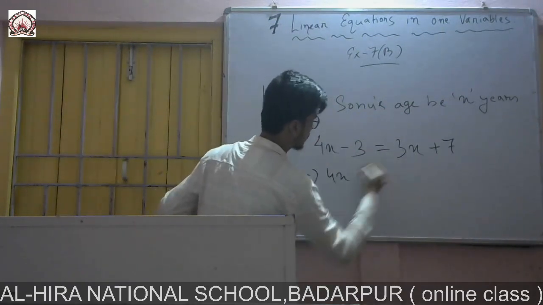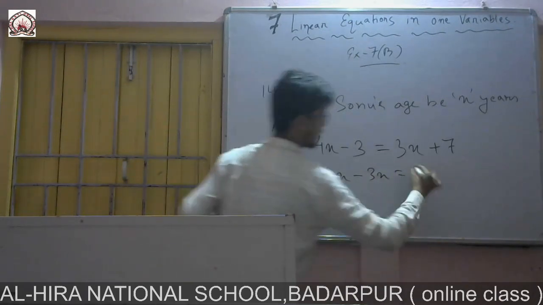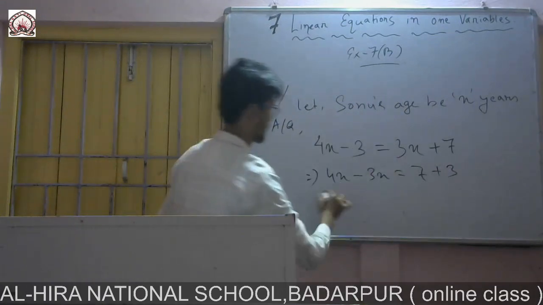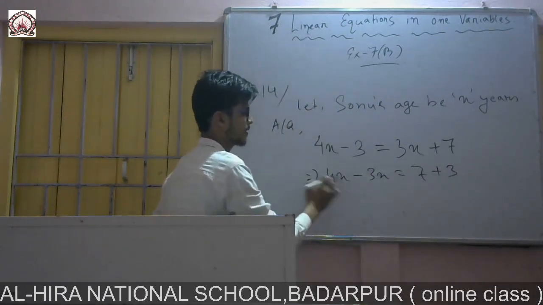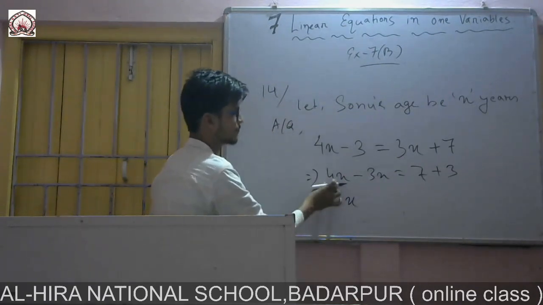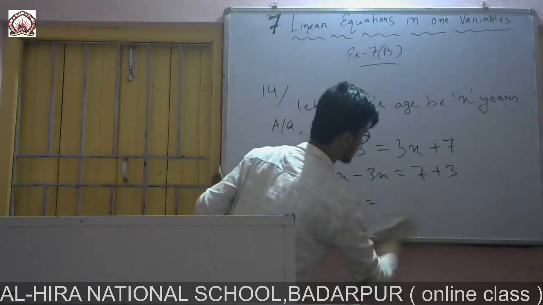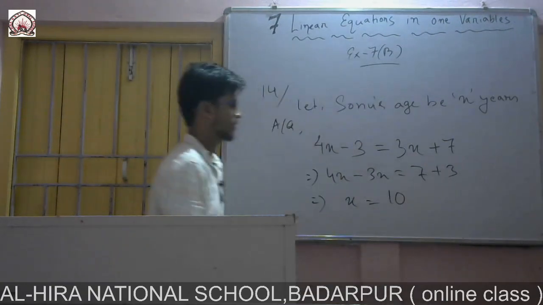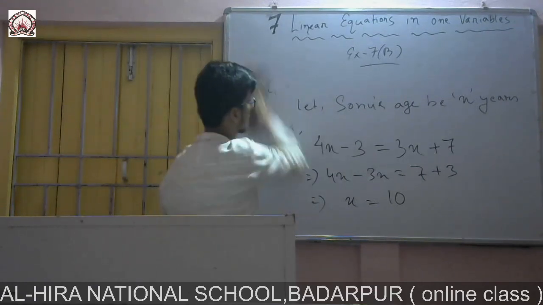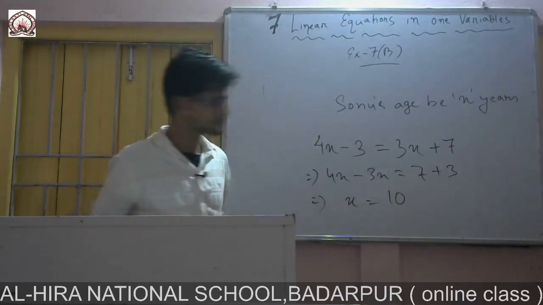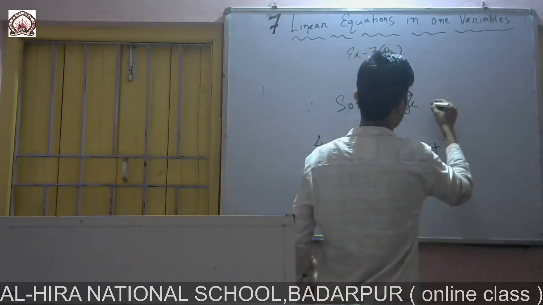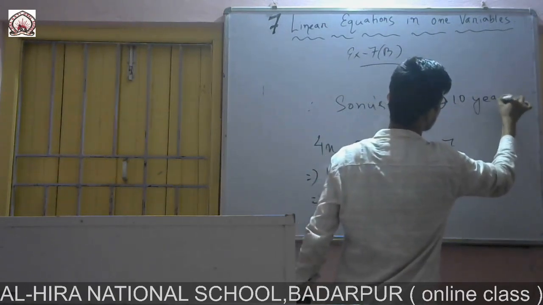If I change the side, my plus 3 will be minus 3 and the minus 3 will be plus 3. Okay, 4x minus 3x, it is 1x, so we will write only x, and since 4 is greater, it is on the positive side, and there it is 7 plus 3, it is 10. So the value of x is 10, that means Sonu's age is 10 years. So you write therefore Sonu's age is 10 years.